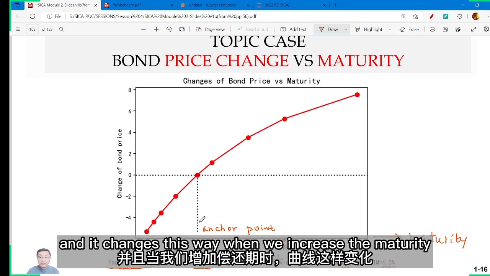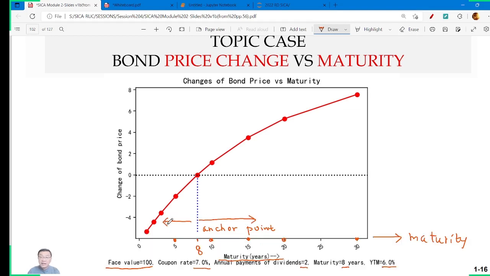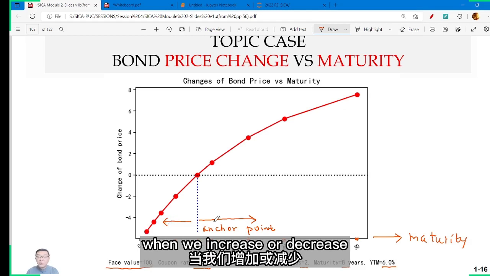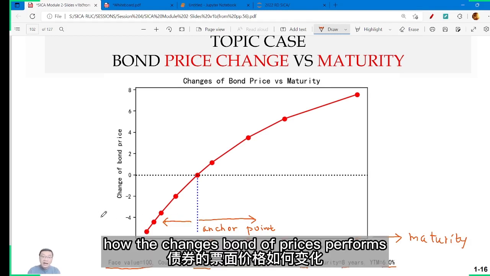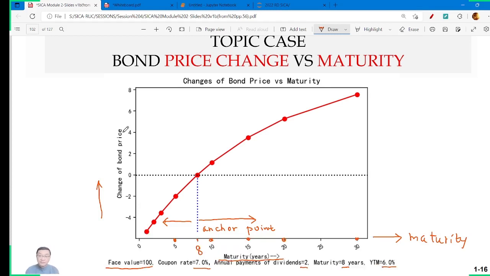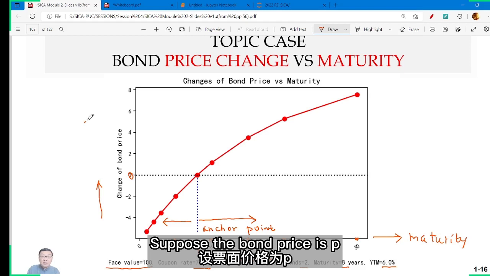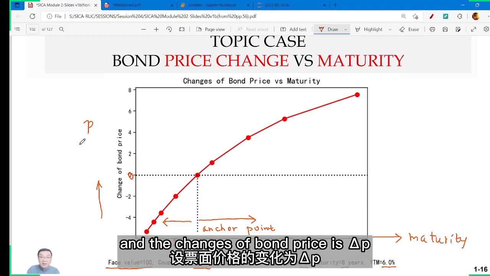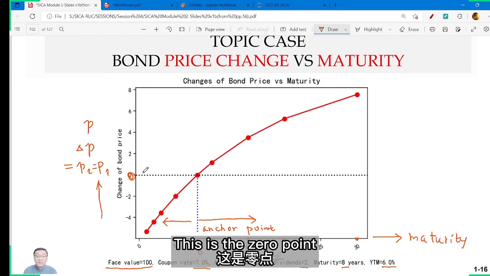And it changes this way when we increase the maturity, and changes this way when we decrease the maturity. This graph demonstrates when we increase or decrease the number of years in terms of maturity, how the change of bond price performs. Okay. So this is the zero part of the change of bond price. Suppose the bond price is P and the change of bond price is delta P equals P2 minus P1. This is the 0 point.